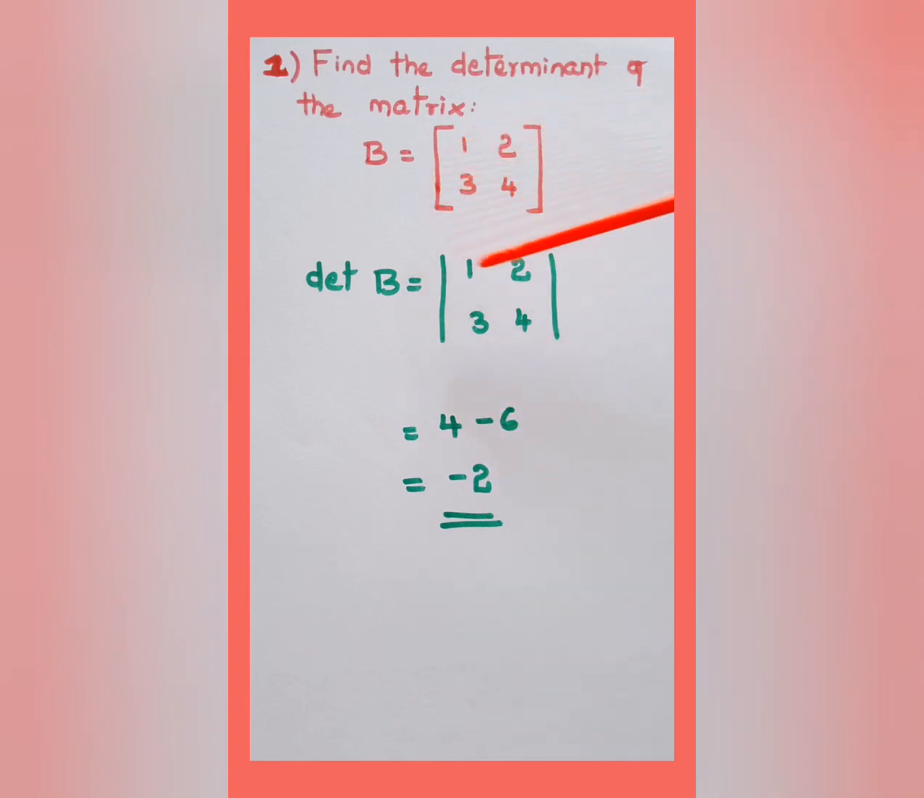So on solving this matrix, we got a single value. Hence, this is the way of finding the determinant of the matrix. This is the value of the determinant of the matrix B. Cleared?